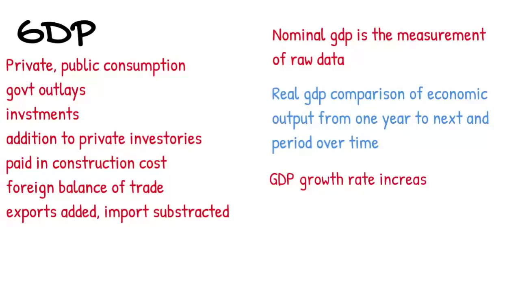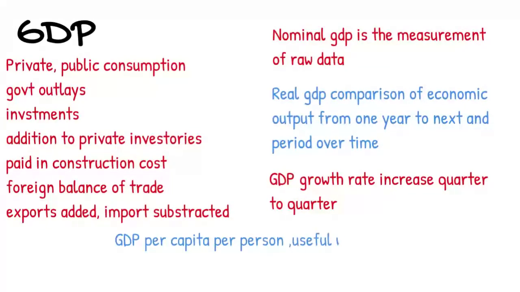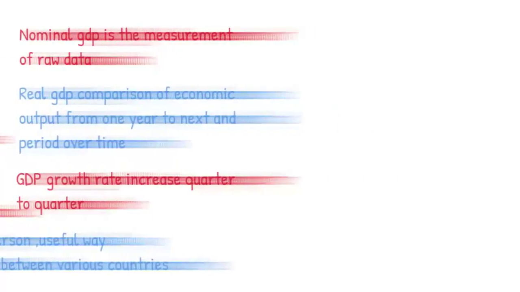GDP growth rate is the increase in GDP from quarter to quarter. GDP per capita measures GDP per person in the national populace. It is a useful way to compare GDP data between various countries. The balance of trade is one of the key components of a country's GDP formula.